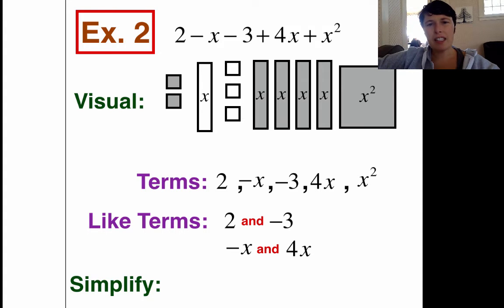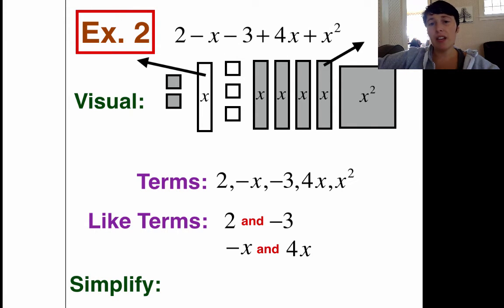Let's simplify now. Let's get rid of all the 0 pairs. So what can we get rid of? Well, let's see here. We could get rid of an x and a negative x. Together they'd make 0.